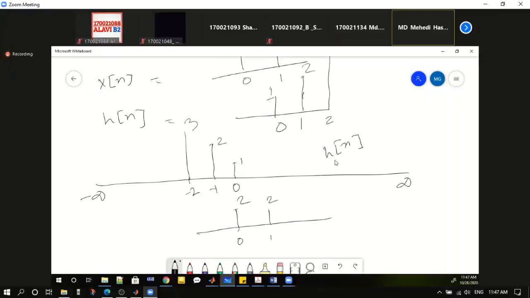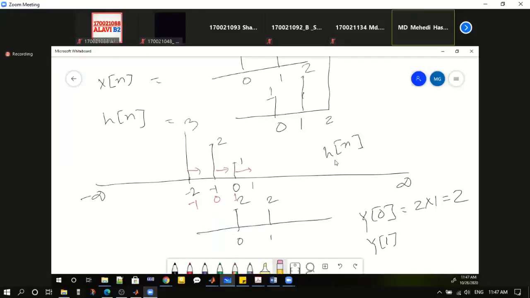And x[n] at 0 has 2 value, at 1 has 2 value. So what will be y[0]? 2 into 1. So this will be 2. So y[1]: now this will shift one step, so this will become 1, this will be 0, and this will be minus 1, isn't it? Yes or no? Yes, it shifts one step.